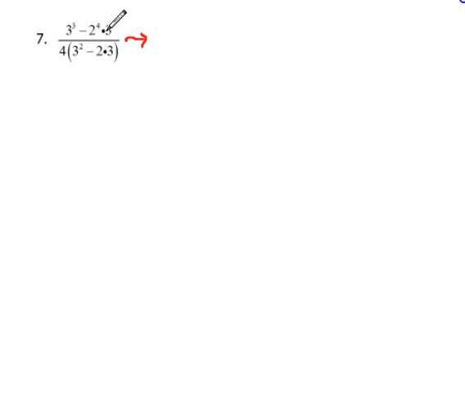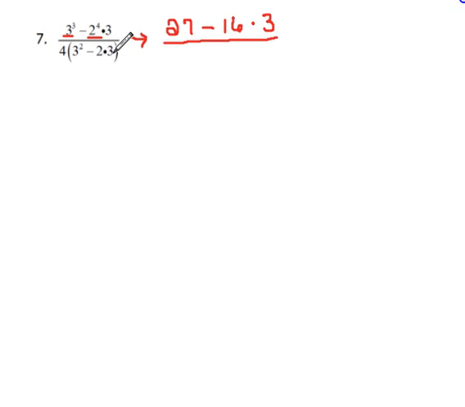We don't have any parentheses, so that's okay. But next comes exponents, and we do have exponents that we can do. We can take care of the 3 squared and also the 2 to the 4th. So 3 squared is 27 minus 2 to the 4th is 16 times 3. So we took care of both of those exponents at the exact same time.